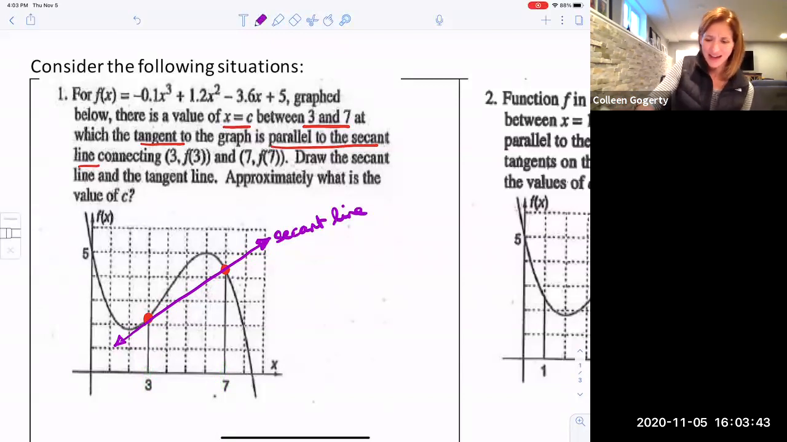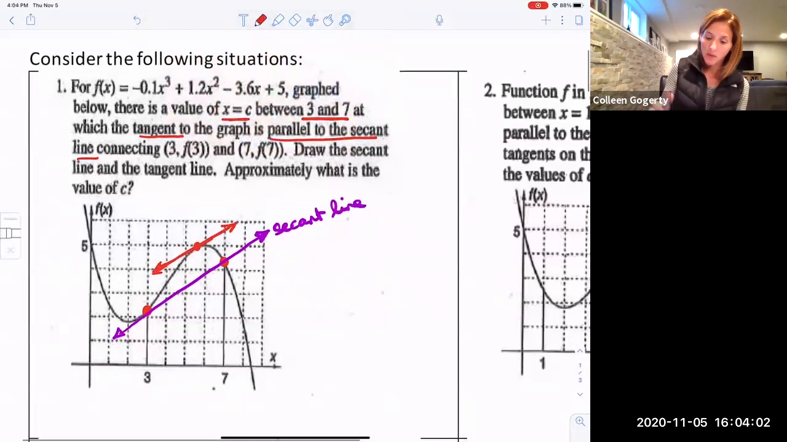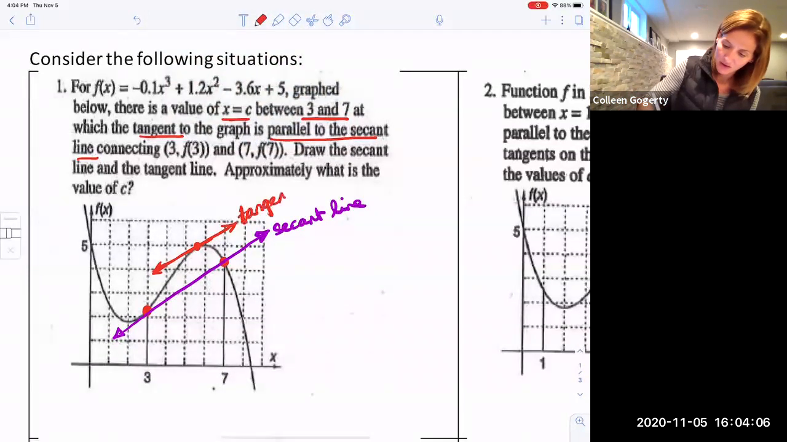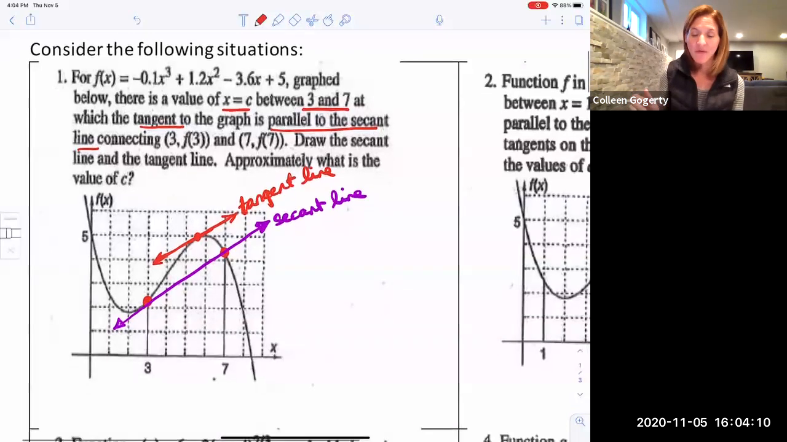Well, we're going to just have to estimate it. We're not going to know exactly, but I want to draw a parallel line that's touching, I don't know, looks maybe somewhere right along here. Okay, so maybe this point, approximately around there. So the question's asking us, if this is now the tangent line, let's get that on there too. Approximately what is the value of c?